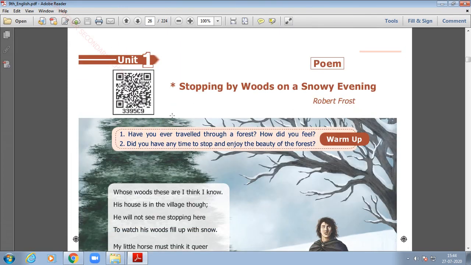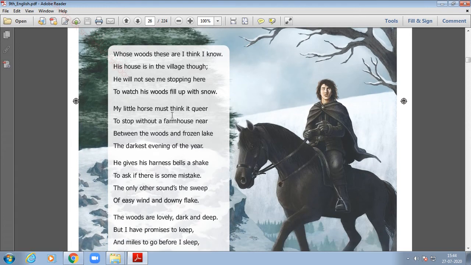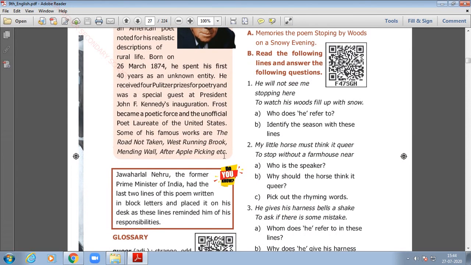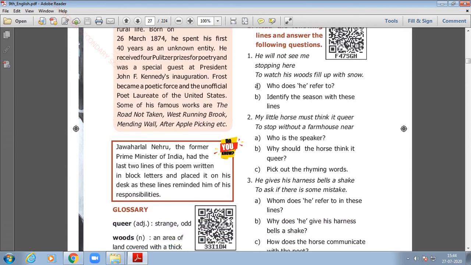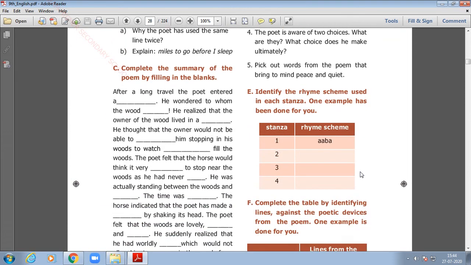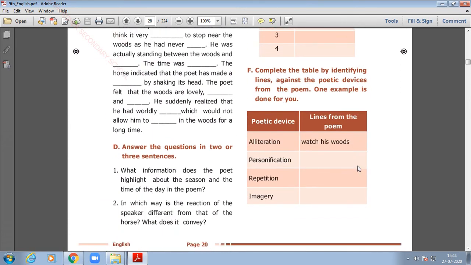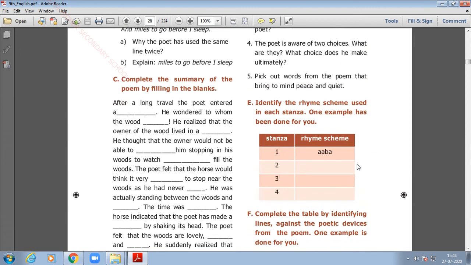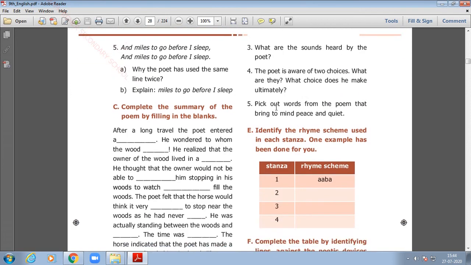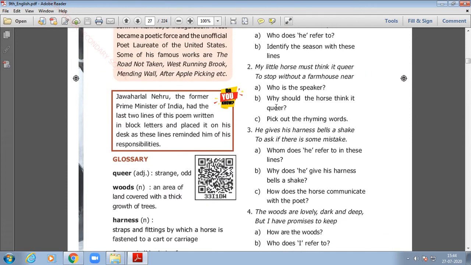And for Stopping by Woods, I think we have already dealt with the poem, and we'll have to work upon the poetic lines here. This I think we will do in the next session. If you are having your own text, it would be better to follow; otherwise you'll have to watch the screen and proceed.